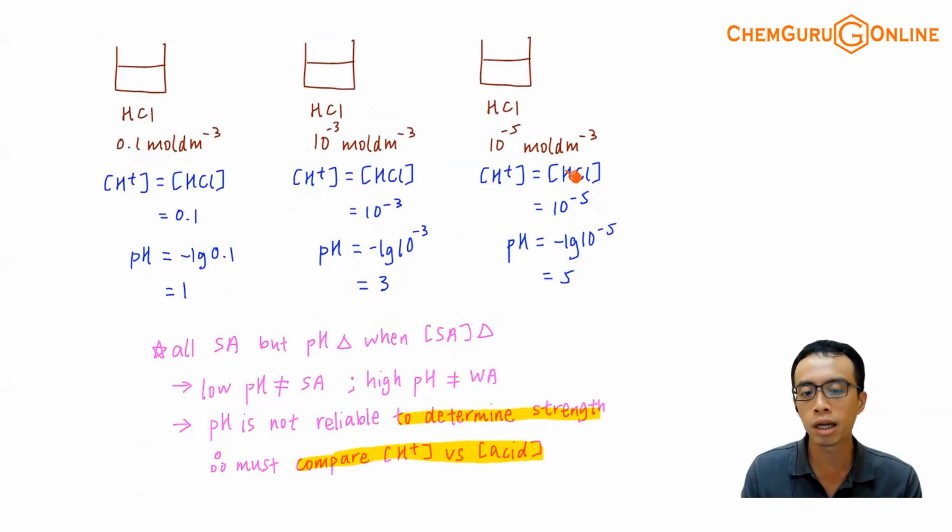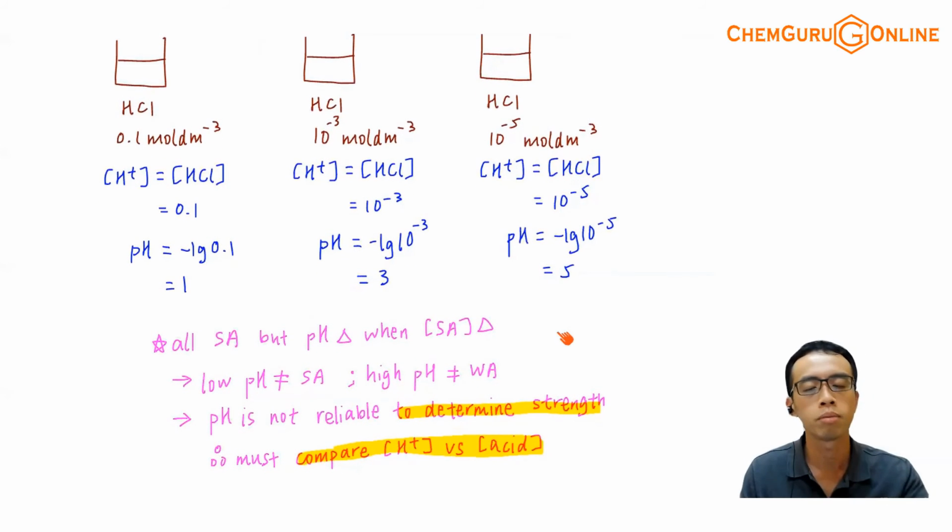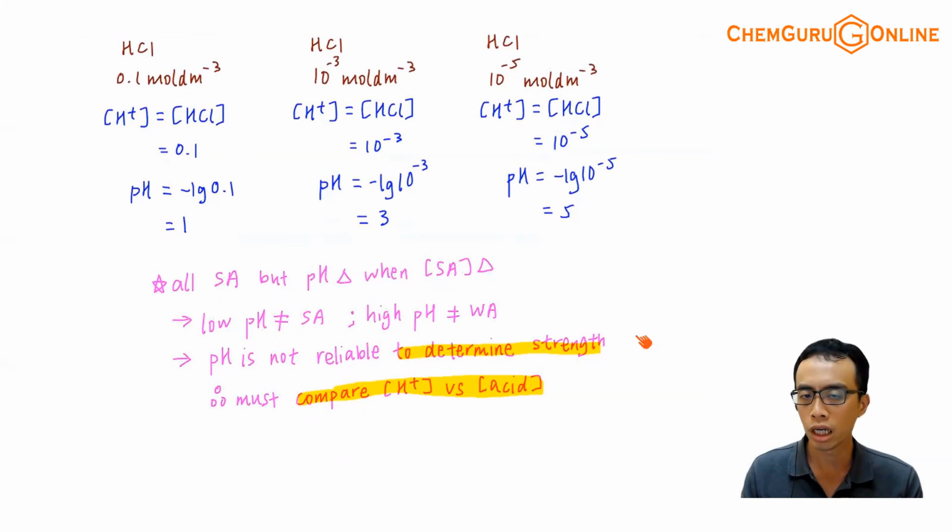But if they never give me any concentration, they just tell me, oh, pH 1, pH 3, then some of the conclusions that we can have will not be so straightforward because we don't have the entire picture. So please keep this in mind. Only looking at pH, it is not reliable to determine strength. So we actually have to compare H plus concentration versus the acid concentration. So please keep this in mind. Okay? Because this misconception is fairly common.